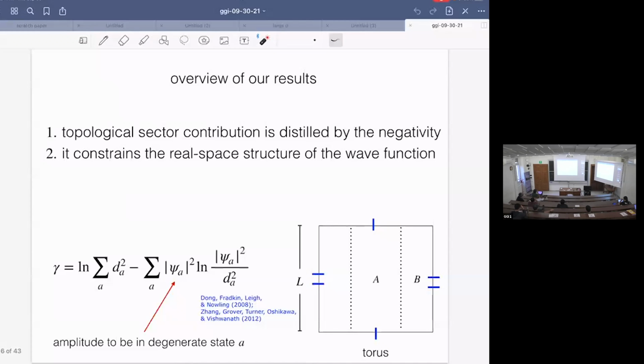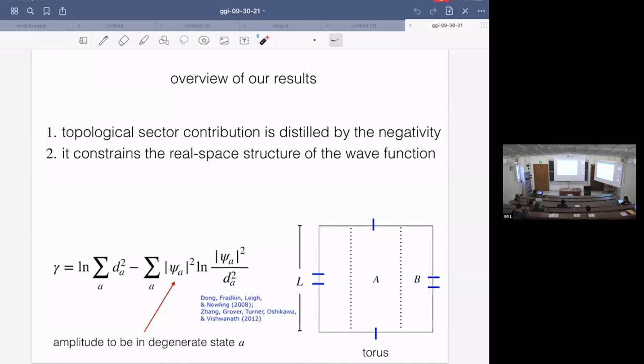So the rough overview in this first part of the talk: I'm going to give this overview, and then I'll summarize the results before justifying them to some extent. The first statement is what I just said, which is that this second term, which I'm calling the topological sector contribution, because it depends on the amplitude to be in a particular topological sector, psi sub A, is distilled by the entanglement negativity, as I'll discuss and define.